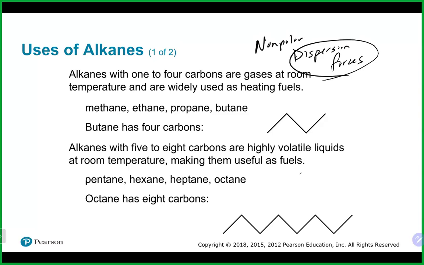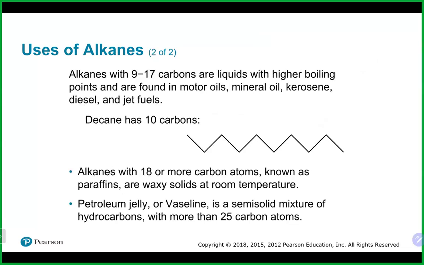And that means that it doesn't take a lot of convincing for these guys to go into the gas phase. Just opening the bottle is enough convincing for them to come apart and go into the gas phase. So something being volatile means that it can go from the liquid phase into the gas phase really easily. So pentane, hexane, heptane, octane are a little bit more. 9 to 17 carbons are liquids with higher boiling points and are found in things like motor oil, mineral oil, and so forth.